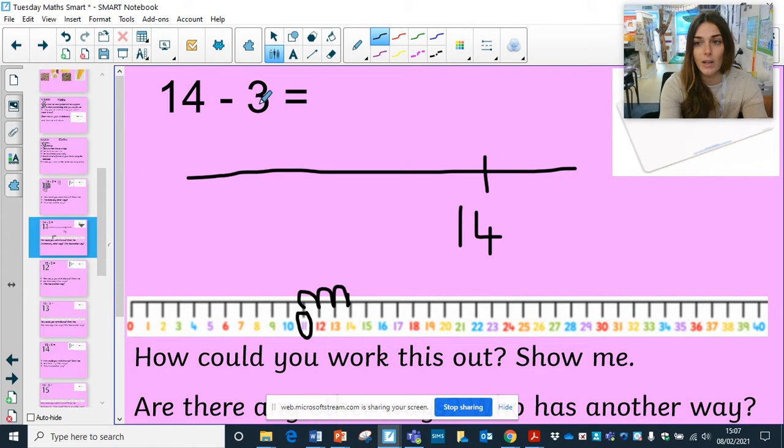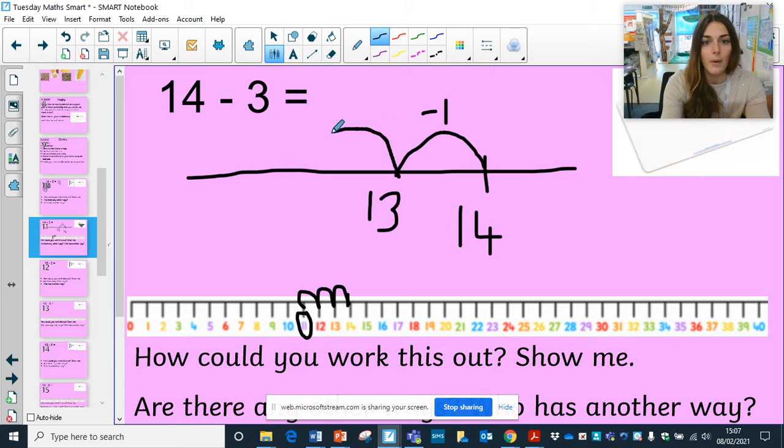Now we're taking 3 away. So we need 3 jumps back. So we go from 14, then you can write take away 1. So we remember, which gives us 13. So we're always going that way, okay, to the left. And then we take away another 1. Okay, so that is 12.